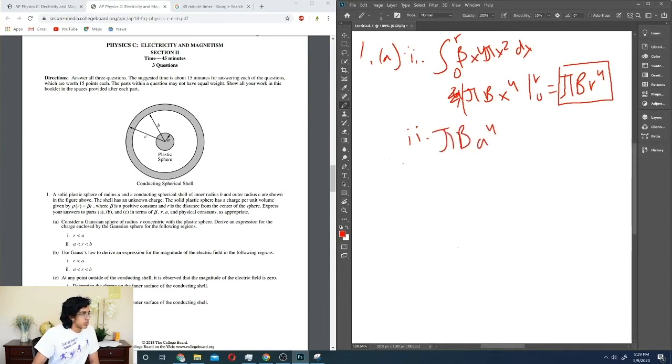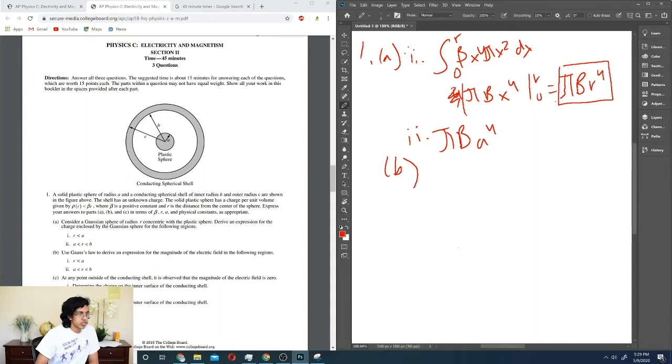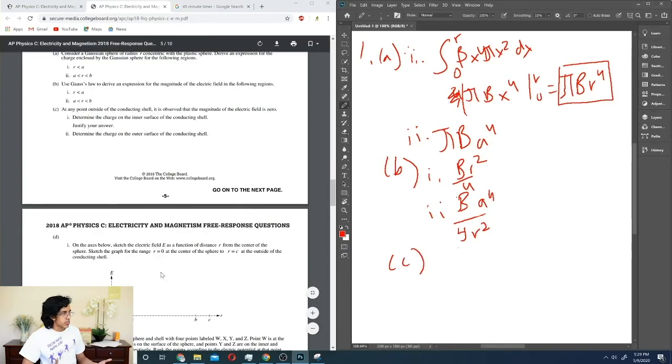Okay, and then part B. For the magnitude of the electric field, what we can do is just divide by 4 pi r squared in both cases. For the first one, it gives us beta r to the 4 over r squared, which is literally beta r squared over 4. And then the second one would be beta a to the 4 over 4 r squared.